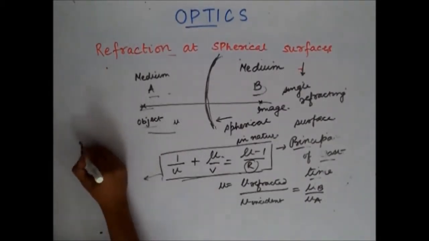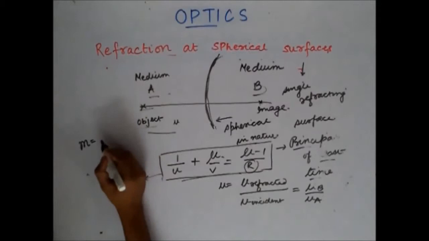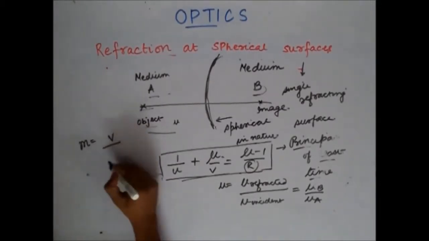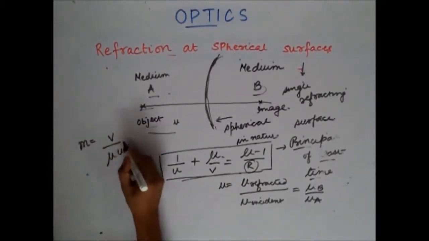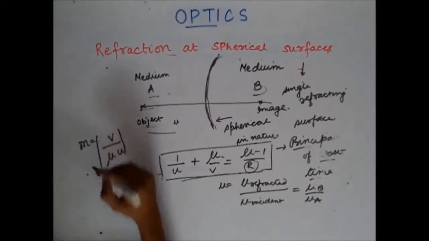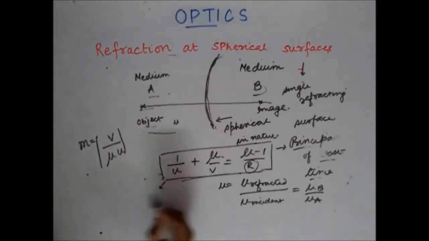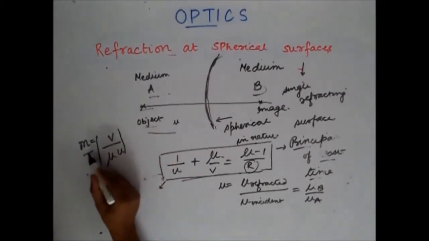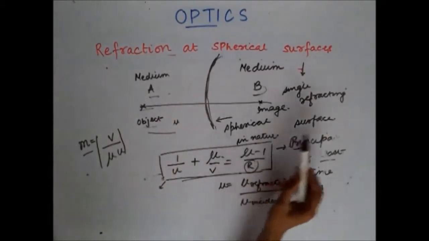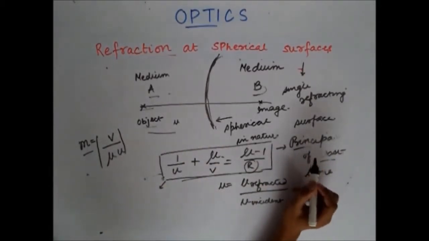The magnification produced in such a case is given by v by mu into u. So you need to remember this formula for magnification in case of a single refracting surface which is spherical.